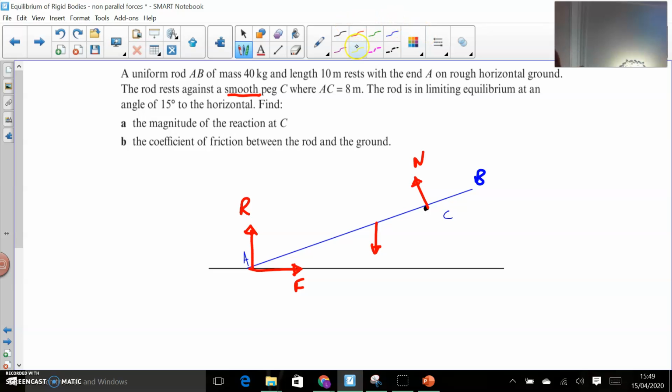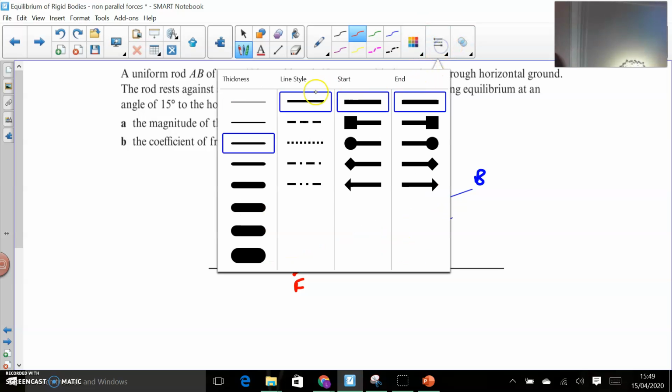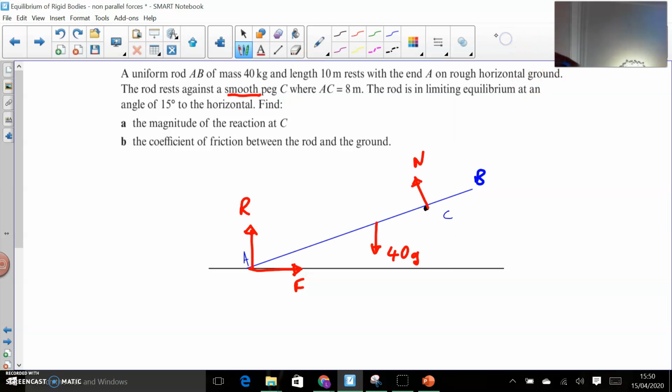I also have to put in the weight. The weight is 40 kilograms, so that is 40g newtons. Okay, so what lengths do we have? It's 10 meters, and AC is 8 meters, and of course it's uniform, so the weight acts at 5 meters.